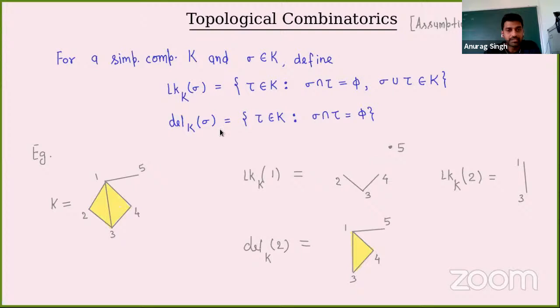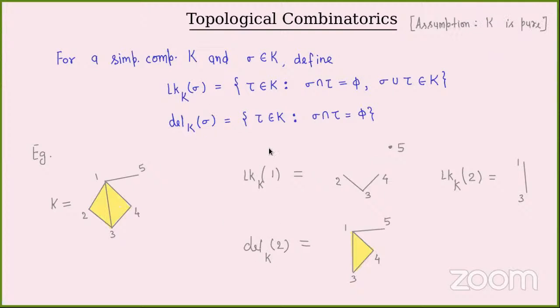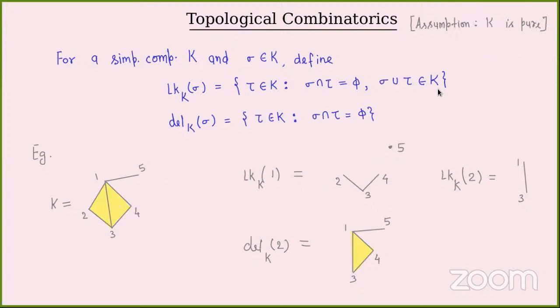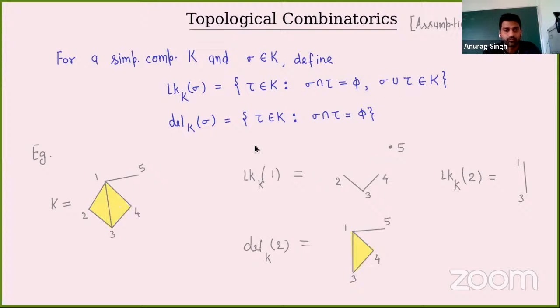And the deletion of a simplex sigma in a simplicial complex is all the faces whose intersection with sigma is empty. So you just remove everything which contains sigma and you are left with the deletion of sigma in K. What does sigma union tau mean? K is an abstract simplicial complex, which is defined as a set collection, so as sets you take the unions. For example, 1 union 2 union 3 is a simplex in our complex. So the link of 1 is 2, 3, and so on.